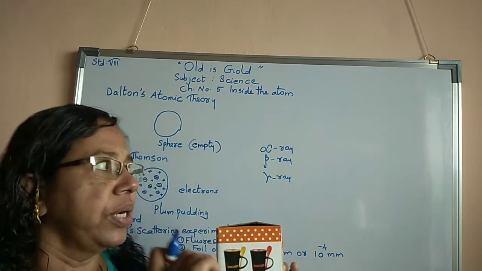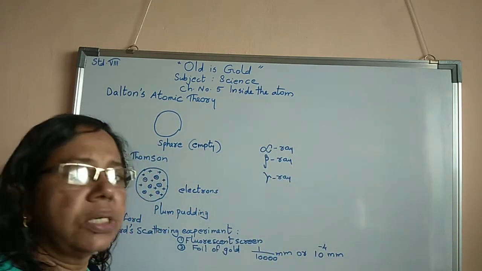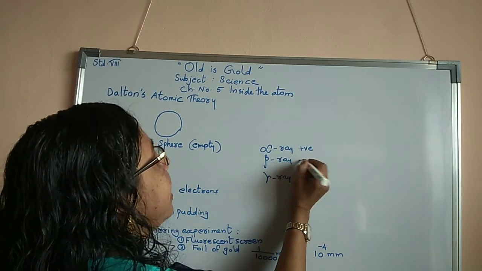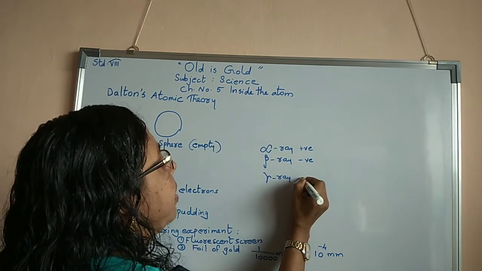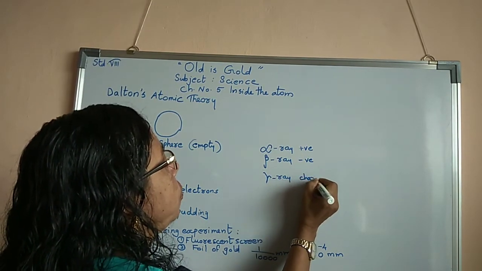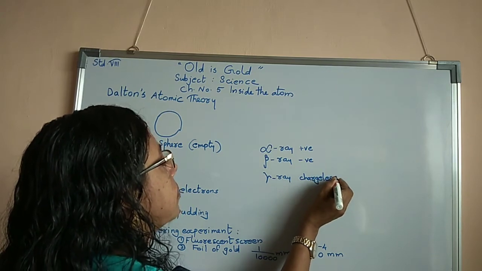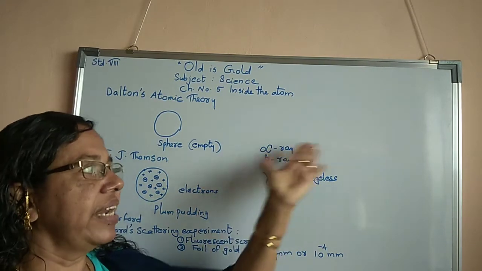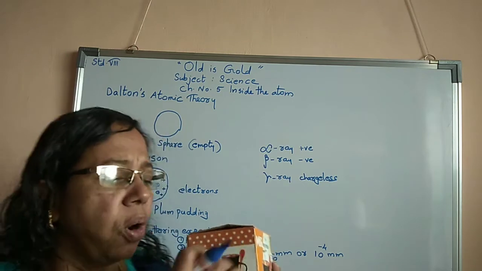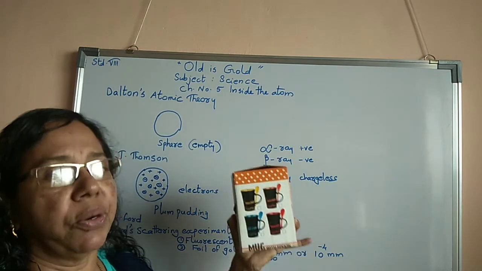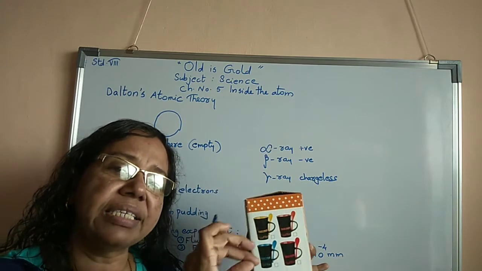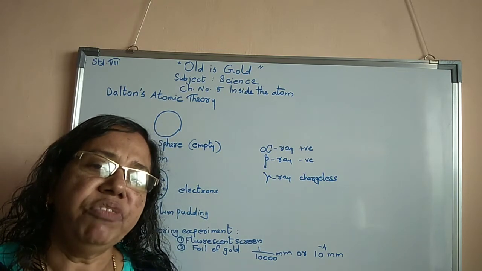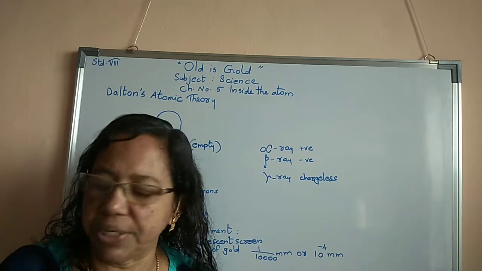But he allowed only the positive rays to come out. Alpha rays have positive charge, beta rays have negative charge, and gamma rays have no charge; we can say they are neutral or chargeless. He allowed only the positively charged rays to come out, and only positively charged particles to hit the gold plate. After that, which things happened, I am telling you now.